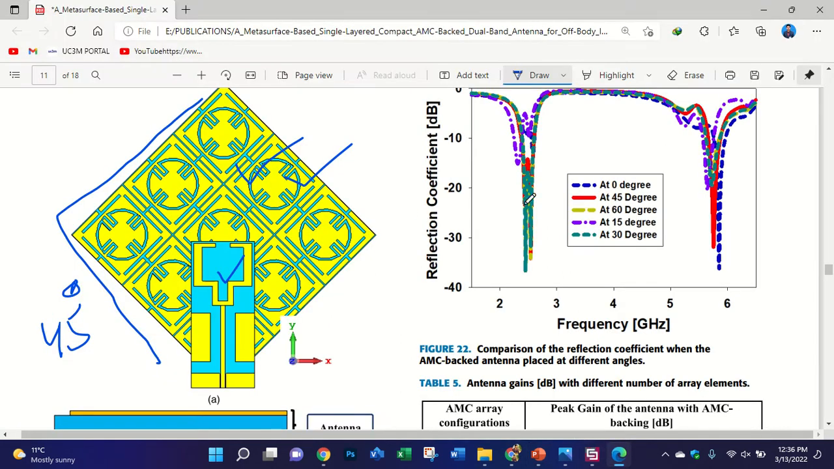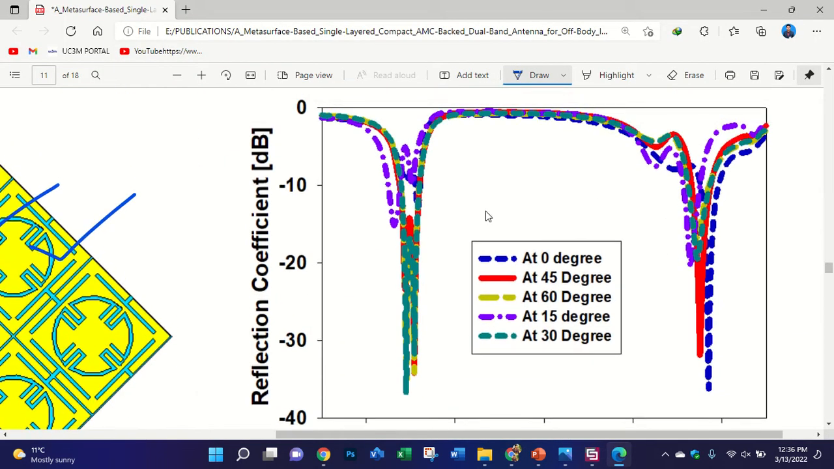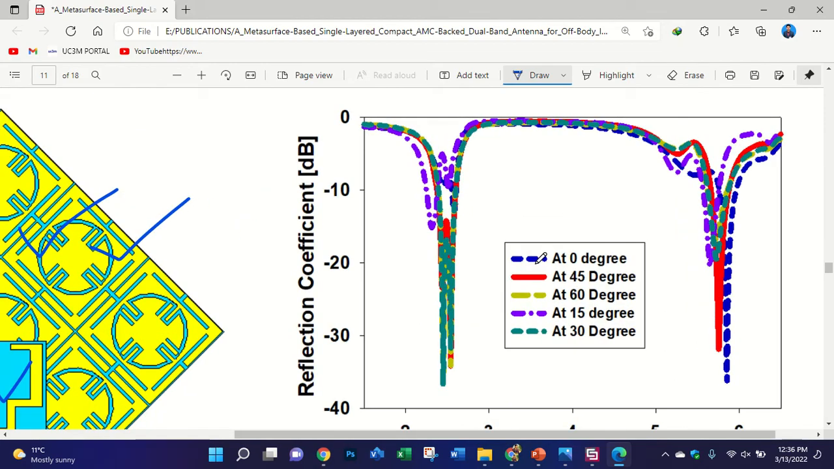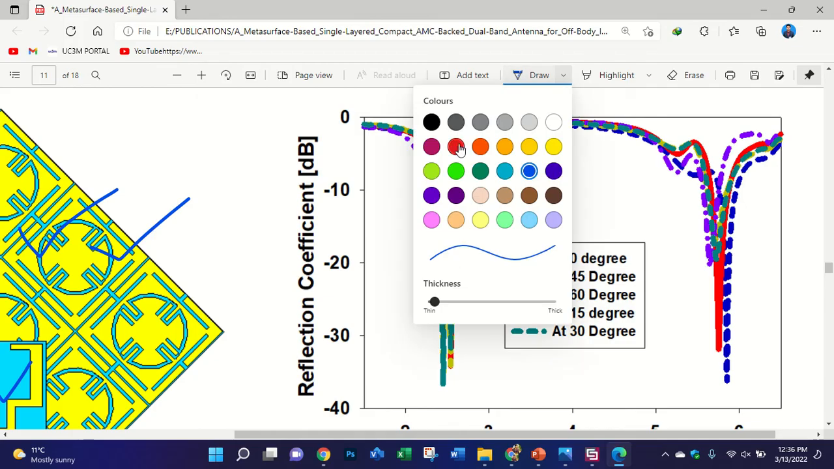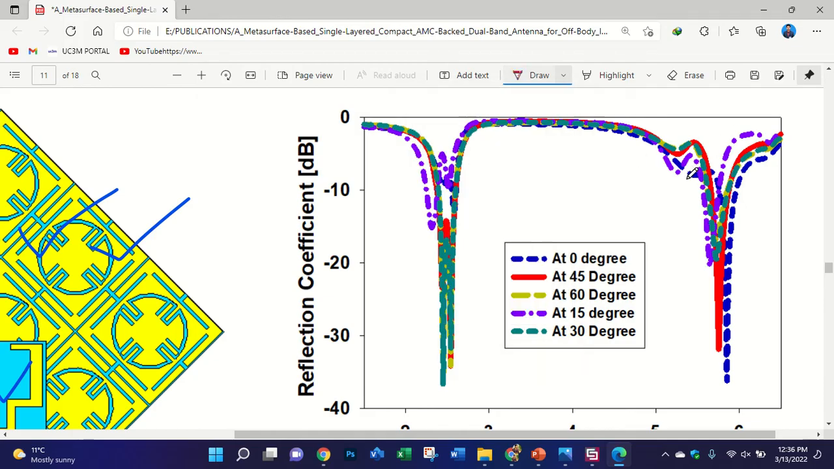Here I have added this one, you can see here at 0 degree, this is the below one. Can you see the below one? Yes, this line is not working at 5.8, it is only working at 2.4 with very little return loss. That's why when I use the red one at 45 degree, I got good results.